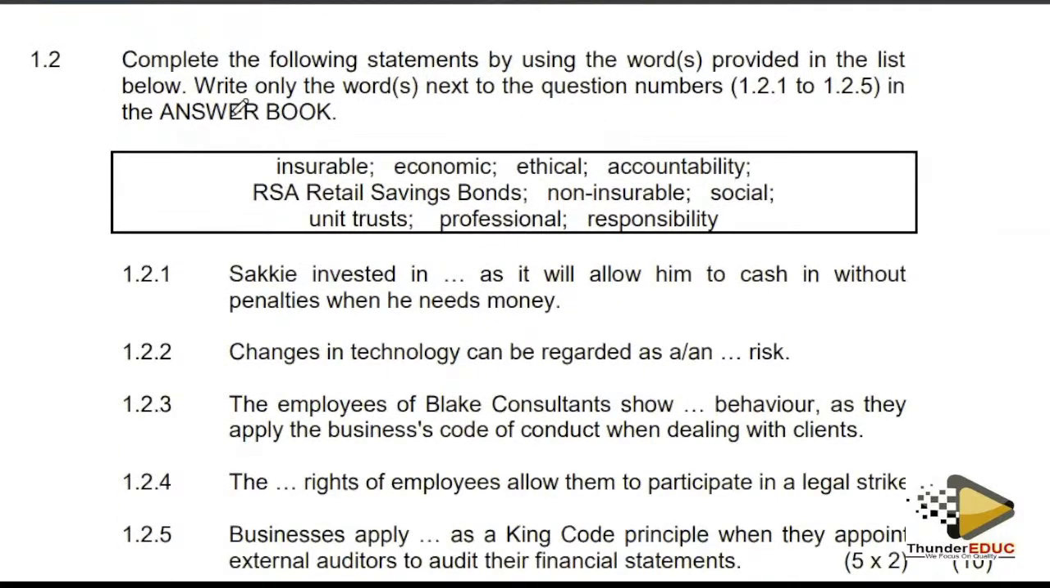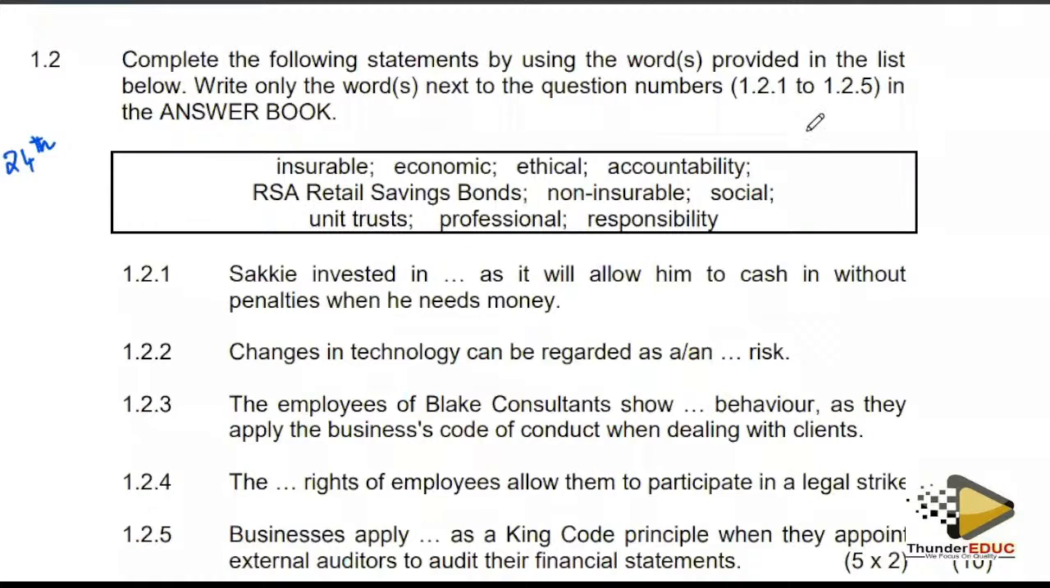So 1.2 reads as follows. Complete the following statement by using the words provided in the list below. Write only the words next to the question number 1.2.1 to 1.2.5 in the answer book. So now if we check there, what do we have? We have insurance, economic, ethical, accountability, RSA retail savings bonds, non-insurable, social, unit trust, professional, and responsibility.